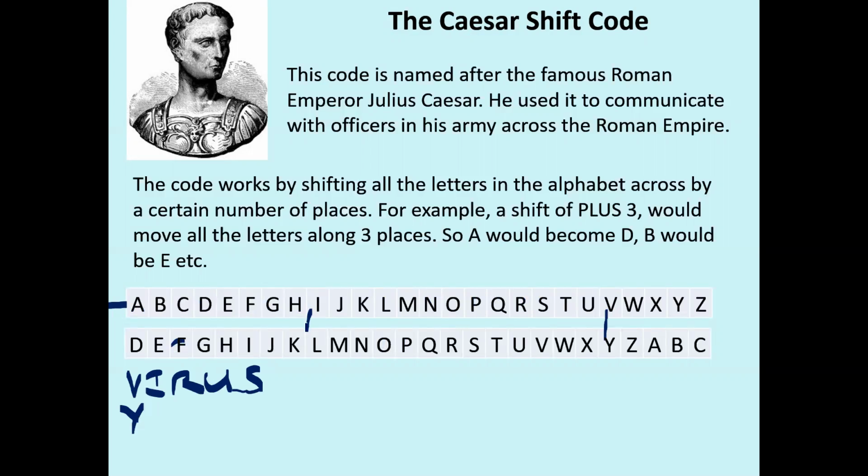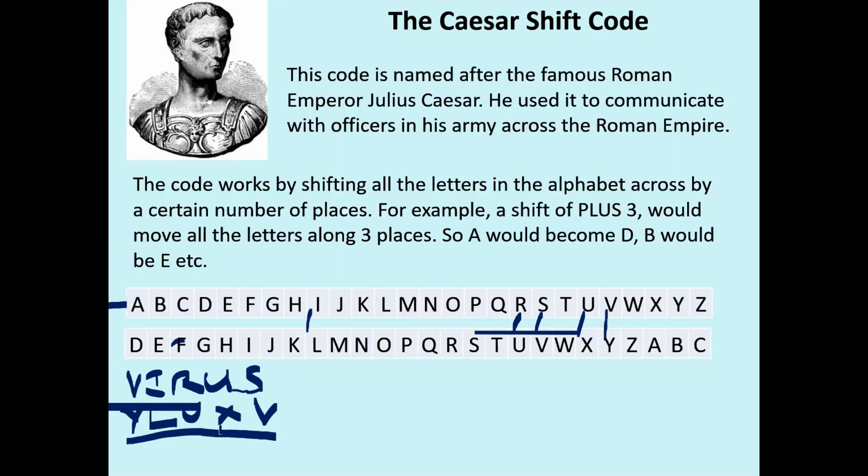If I want I, that's going to be L. If I want R, that's going to be U. If I want U, that's going to be X down here. And then S is going to be V. So now it would be a bit tricky to understand that. You can see here we've got Y, L, U, X, V. That doesn't make any sense.